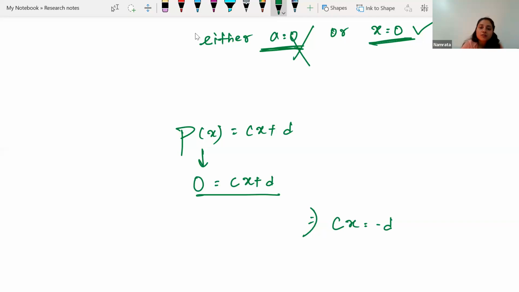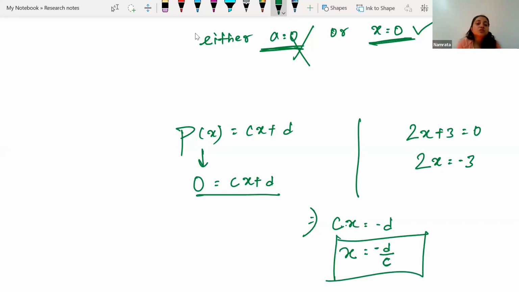This way only we solve the equation when we have a real number. Like when we have 2x + 3 = 0, what were we doing? 2x = -3. Similarly, d we have shifted to the other side. It was positive over here, it became negative on the other side. Now how did we used to find the x value? If c is multiplied with x, then we can write it as -d by c. What is the value of x? The value of x is this one, which is called the zero of the polynomial. Okay? Is it clear to everyone?